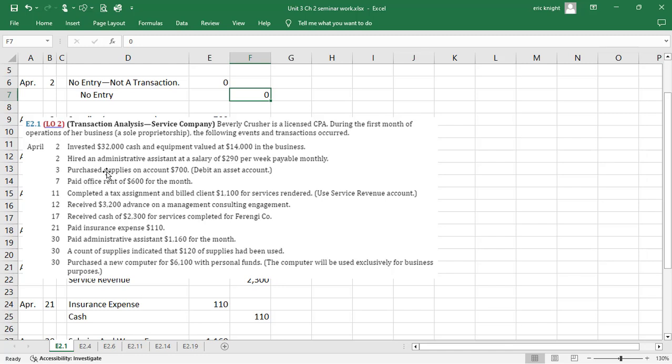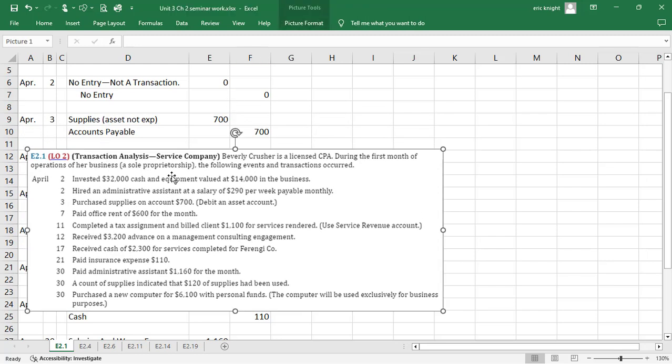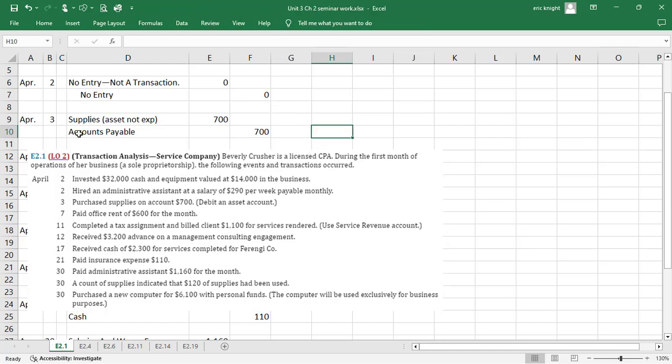When you get to April 3rd, we purchase supplies of $700. And so supplies are an asset to us, not an expense, because we have supplies available. So we're going to debit the asset to increase it, and then credit the payable, because we haven't paid for the supplies. We only ordered them from the company and we received them, but we haven't paid the invoice yet. So that payable is going to be the credit.